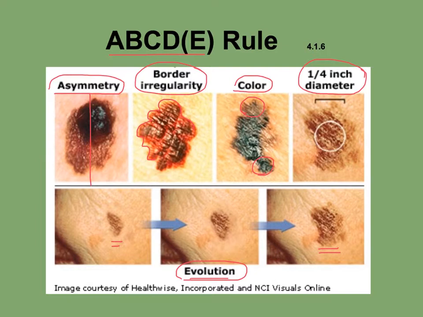It is wise for everyone to be aware of these 5 indicators that there may be something going on in your skin that could be a problem. Asymmetry, what does the border look like? Is it irregular? Color, is there some variation with the color? How large is this mole or spot? And has there been any change?